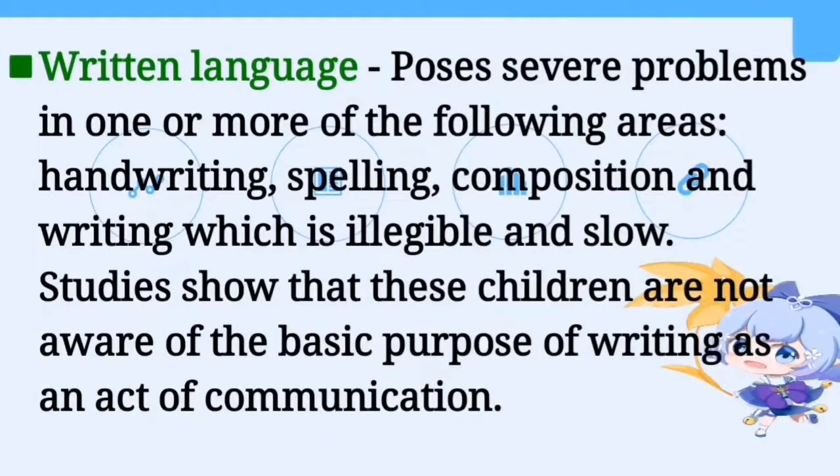Next one is written language. They have several problems in one or more of the following areas: handwriting, spelling, and composition, and their writing is illegible and slow. Studies show that these children are not aware of the basic purpose of writing as an act of communication. So they approach writing as a test-taking task. They write shorter sentences and stories. They do not use writing strategies spontaneously. Their written work shows a lack of planning, organizing, drafting, and editing.